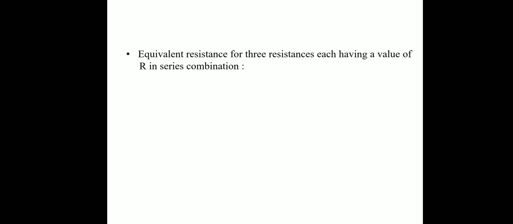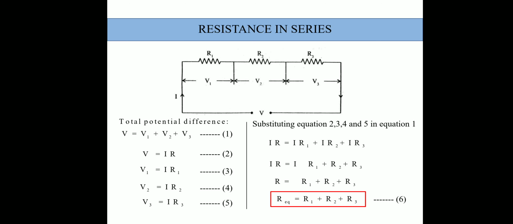Also, what we have seen is equivalent resistance for 3 resistances. Here we have seen in the previous case that resistances are written as R1, R2, R3. So this 1, 2, 3 indicates that all the 3 resistances have different values. This could be 5 ohm, this could be 2 ohms, this could be 1 ohm. But all of them are different, not equal at all.